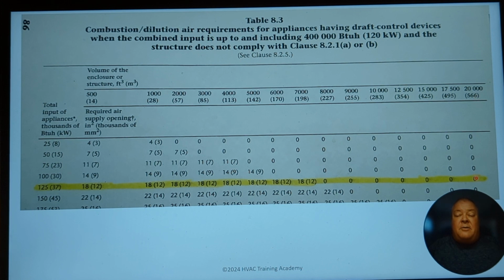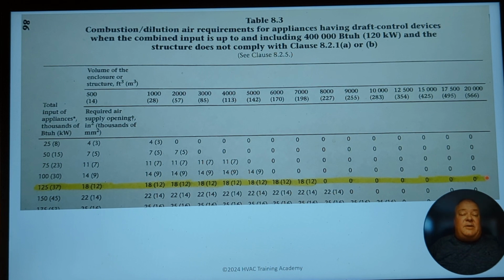We're going to come down and marry up to the 125,000 BTU line, and right beside my highlighter there, you'll see a 0. And what that tells us is we have enough air in the house to support the combustion for those appliances. So this is the first step.